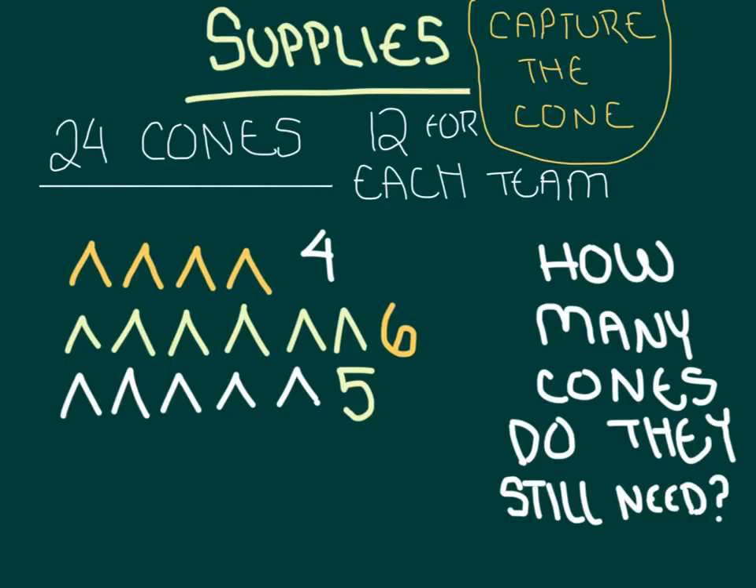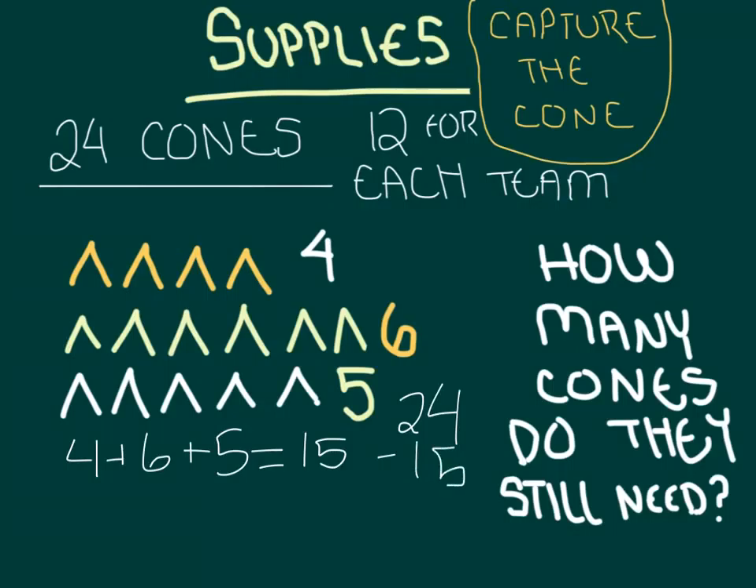So, to find out how many cones they still need, they first need to find out how many they have. So, they'd take 4 plus 6 plus 5, and that equals 15. So they have 15 cones, obviously not 24. So to find out how many they still need, they'd take 24 cones minus 15, and that equals 9. So they still need 9 cones.